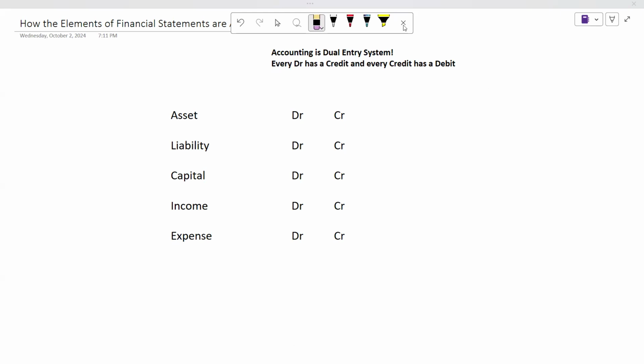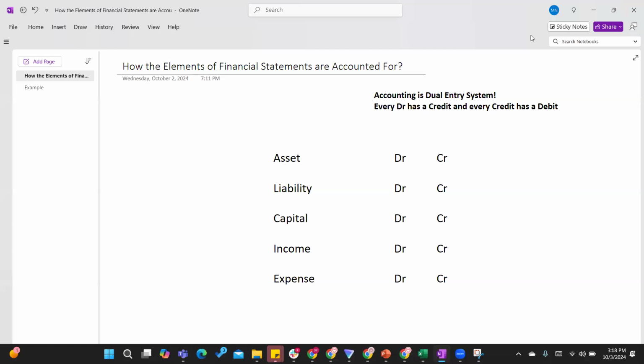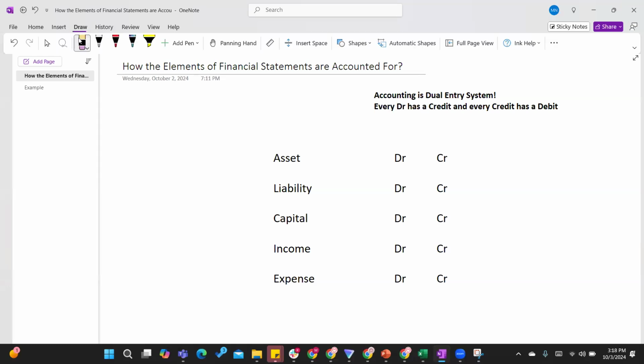Today's topic is going to be how the elements of financial statements are accounted for when we do the journal entry, when we create ledgers, how we will actually be debiting or crediting them, and why. So we have here five elements, which I've already talked about. Three will go to the balance sheet, and two will be part of the profit and loss.